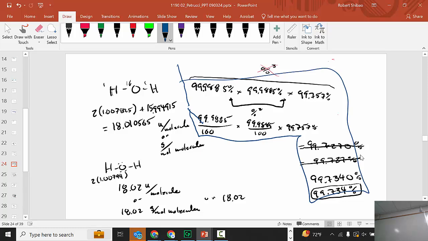All right, so we want to know what percent abundant. This is going to be the most abundant. And so if I had 100,000 water molecules, because I'll just move the decimal 3 over, then out of 100,000 water molecules, 99,734 will be H1, O16, H1. Then how much do those weigh? Well, how much does an H1, O16, H1 weigh?